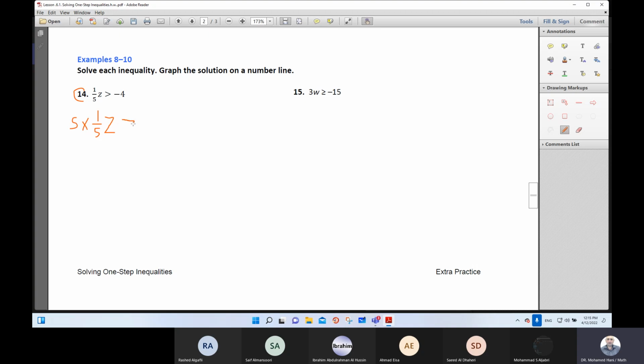So multiply the two sides by the same number. 5 times 1 over 5, 1z means z, greater than negative 4 times 5, which is negative 20. So the set of solution is z such that z greater than negative 20.